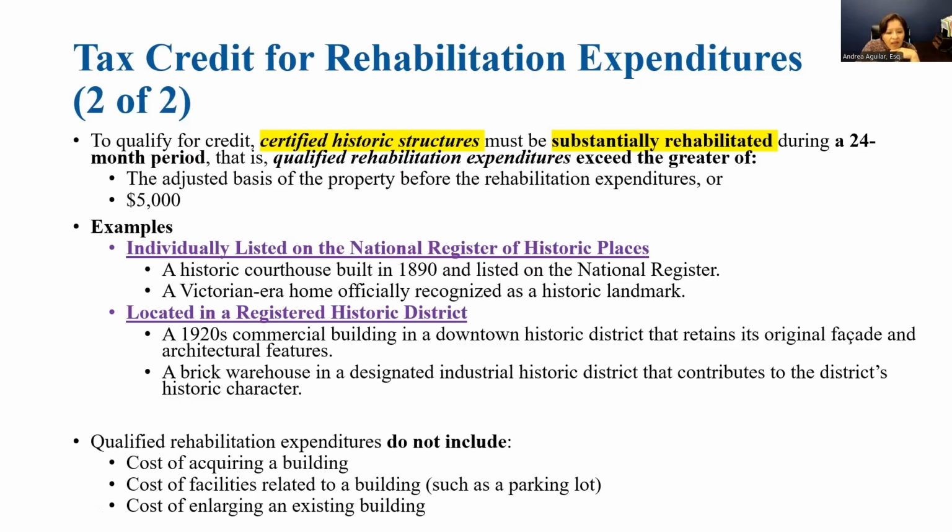Now, the qualified rehabilitation expenditures do not include the cost of acquiring a building, the cost of facilities related to a building, such as a parking lot, or the cost of enlarging an existing building. We are trying to give you a tax credit because you are incurring substantial expenses in rehabilitating these structures.